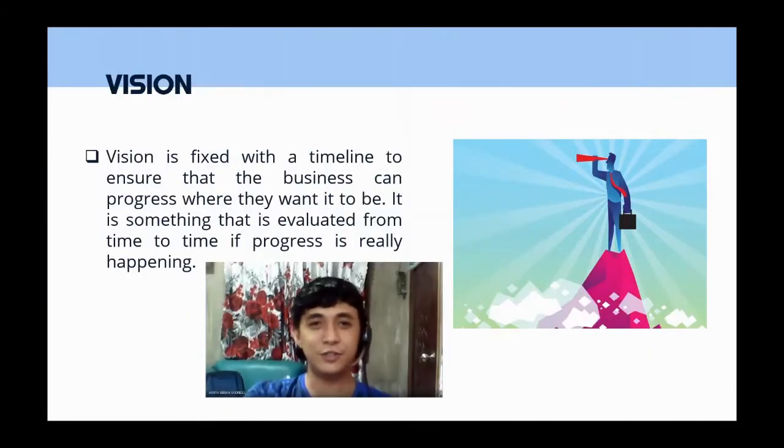Now let's proceed to vision. Vision is fixed with a timeline to ensure that the business can progress where they want it to be. It is something that is evaluated from time to time if progress is really happening. Having UM again as an example, it has a vision that by 2022, it would become a globally recognized educational institution. Hence, part of UM's marketing strategy are the International Exchange Students Campaign and the submission of the students' researches and thesis to international platforms.